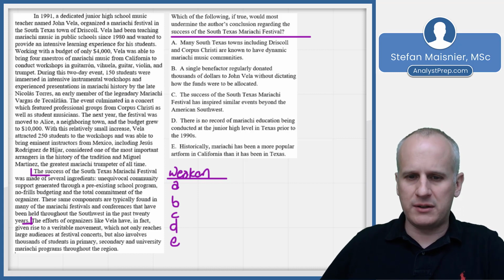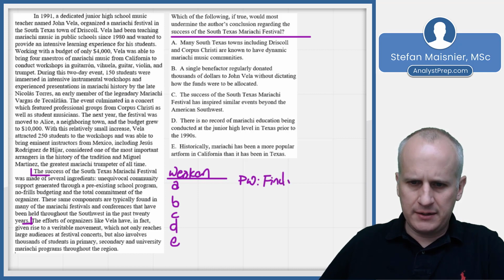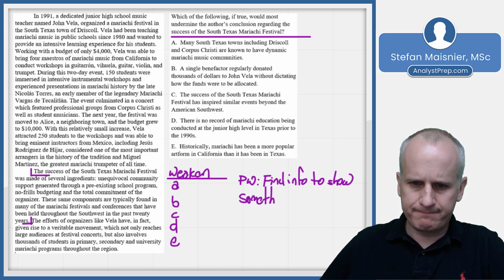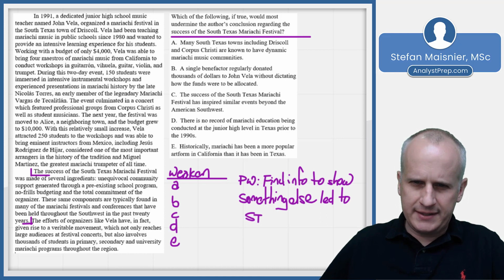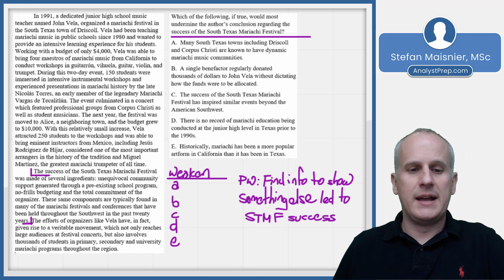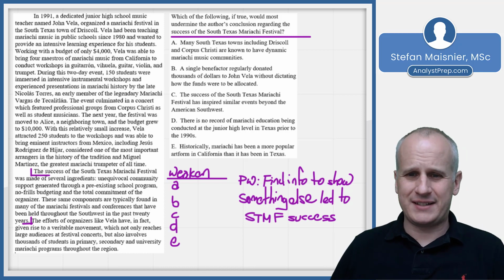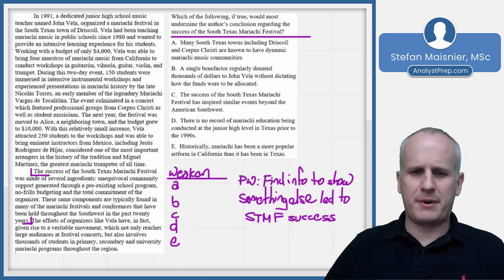Okay, so we want to weaken. So our predicted weaken is find info to show basically something else led to the STMF success besides what was listed. And I can just shorthand STMF for South Texas Mariachi Festival.